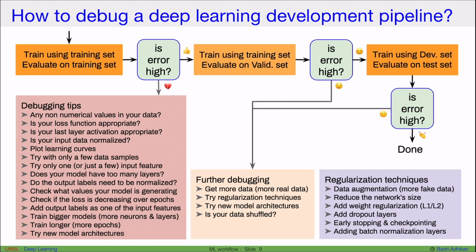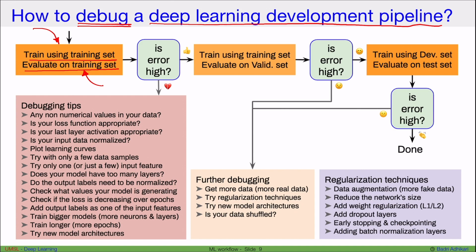In this video, I would like to summarize many different ways to debug a deep learning development pipeline. A good place to start is here. That is, the first step is to train using the training set and evaluate on the training set itself. Yes, I'm not saying validation set, but the training set itself.